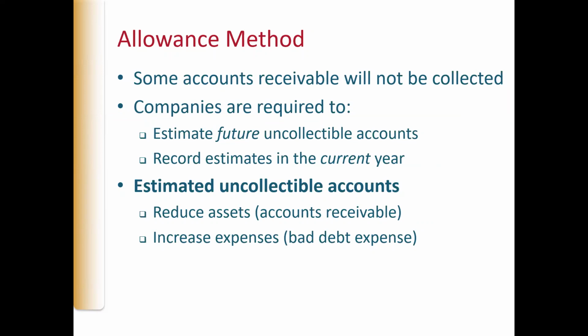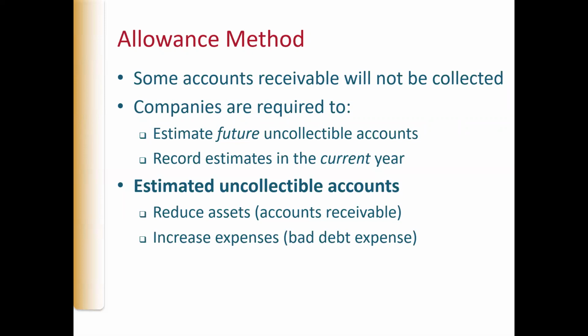So when we come up with an allowance for uncollectibles, we will reduce our assets accordingly, and we're going to create an expense, which we'll call bad debt expense. Remember, the key with accrual accounting is we record our revenues when they've been earned, and we record our expenses in the period that they helped create the revenues.